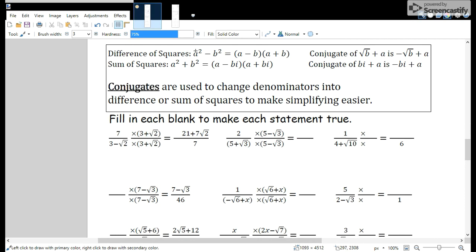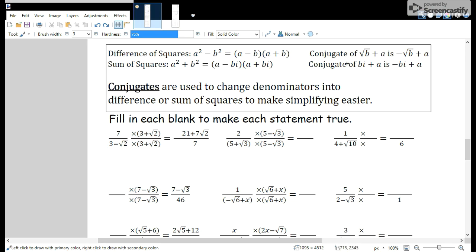Difference of squares is a squared minus b squared equals a minus b times a plus b. The conjugate of the square root of b plus a is negative square root of b plus a. The conjugate of bi plus a is negative bi plus a.